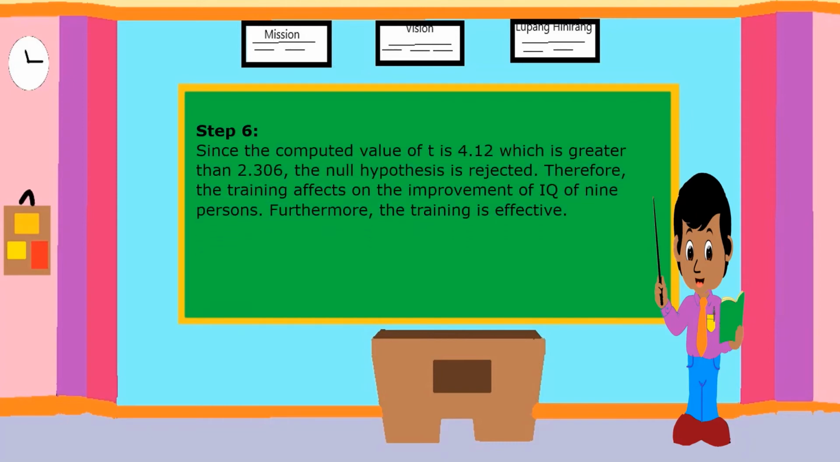So our step 6, our decision. Since the computed value of t is 4.12, which is greater than 2.306, the null hypothesis is rejected. Therefore, the training affects the improvement of IQ of 9 persons. Furthermore, the training is effective.